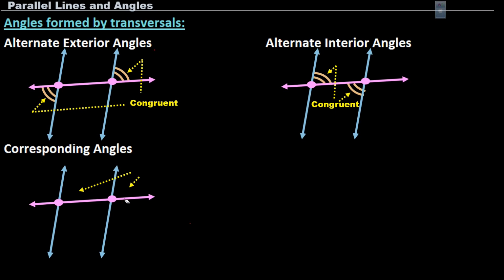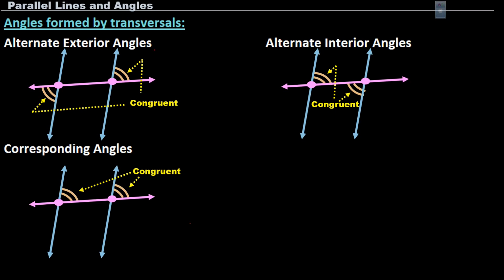They're in different spots. And so because of this, corresponding angles, like the last two sets of angles, are congruent to each other. So all of these angles so far have been congruent. Alternate exterior: opposite sides of the transversal, facing outwards. Alternate interior: opposite sides of the transversal but facing inwards. Corresponding angles: on the same side of the transversal but facing in the same direction. They're not facing each other.